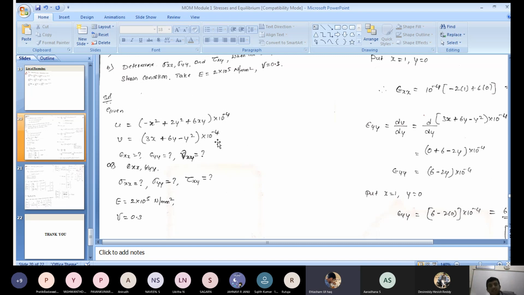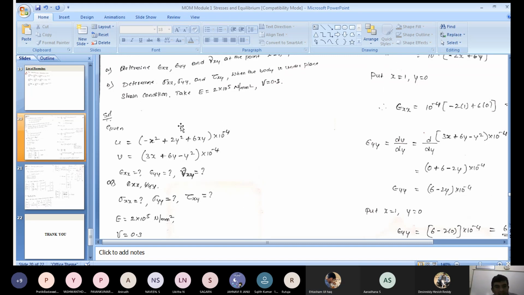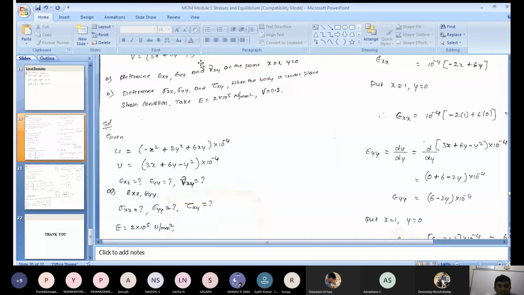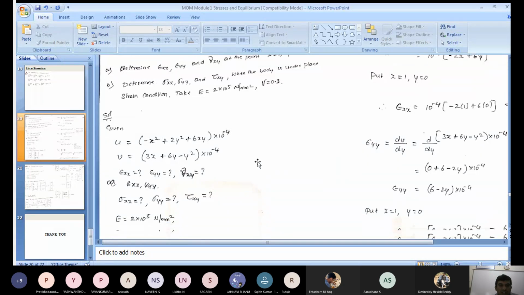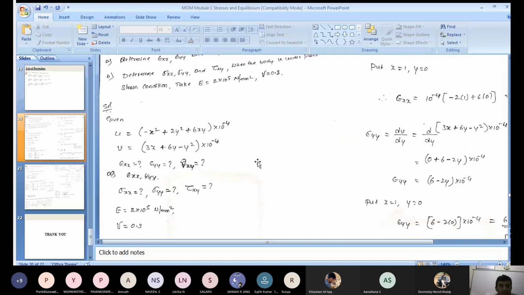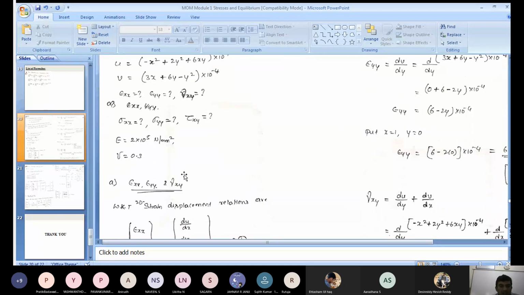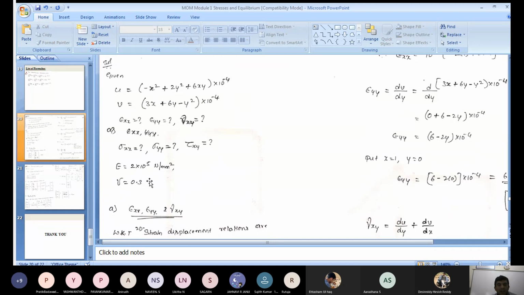Now we take the first part, A. What is part A? Strain components epsilon xx, epsilon yy, gamma xy at a point where x is equal to 1 and y is equal to 0. These are unknown, and these are the things I want to determine. How to determine epsilon xx, epsilon yy, gamma xy?